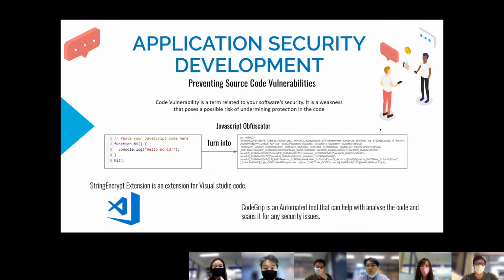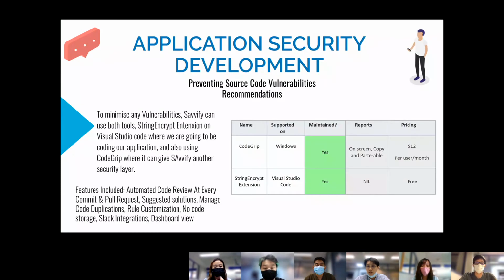The next security measure is to prevent source code vulnerabilities. So what does code vulnerability mean? It means that there's a weakness in the code that poses a viable risk of undermining protection in the code. This exploit helps hackers to take advantage of our code by adding endpoints to retrieve information, copy, reuse, or erase everything. The JavaScript obfuscator can transform the original source code to a new representation that is harder to read by humans, however, it's still functional.